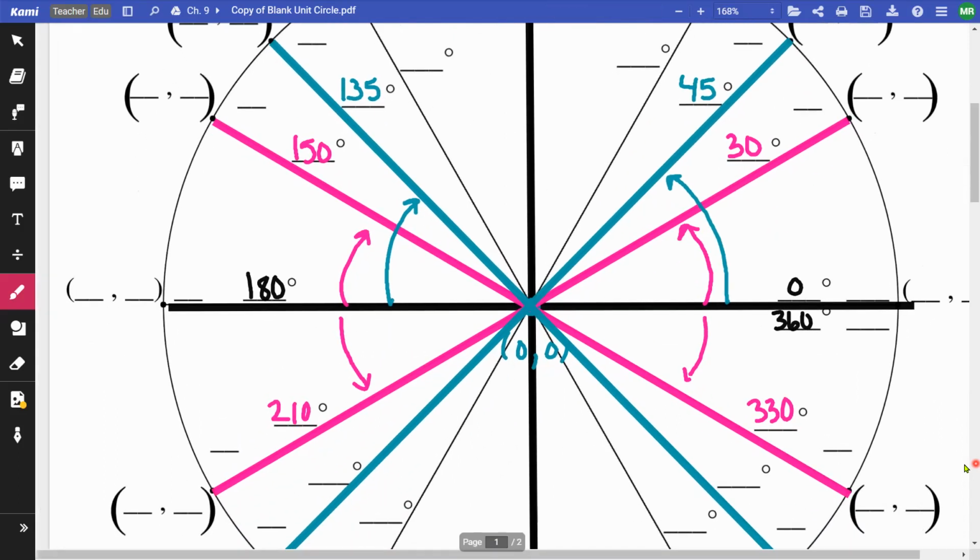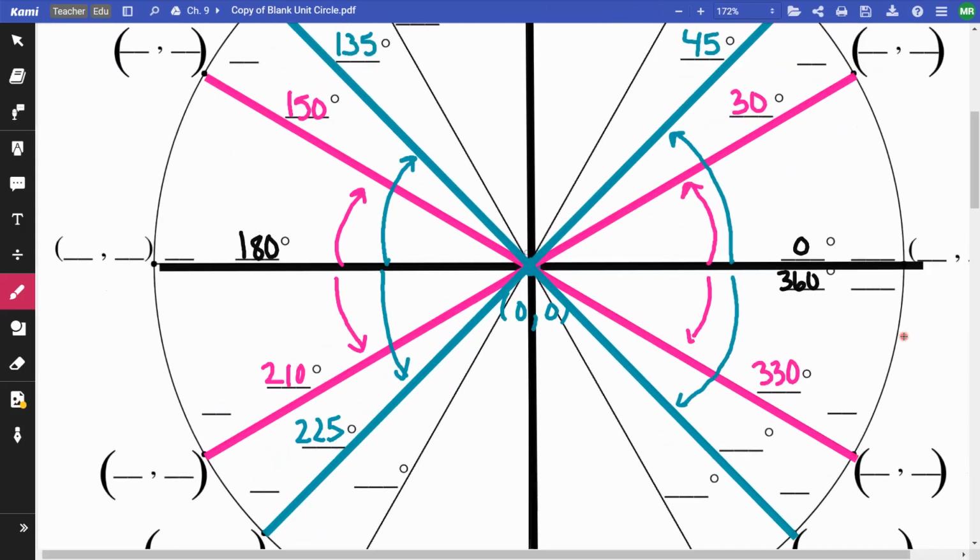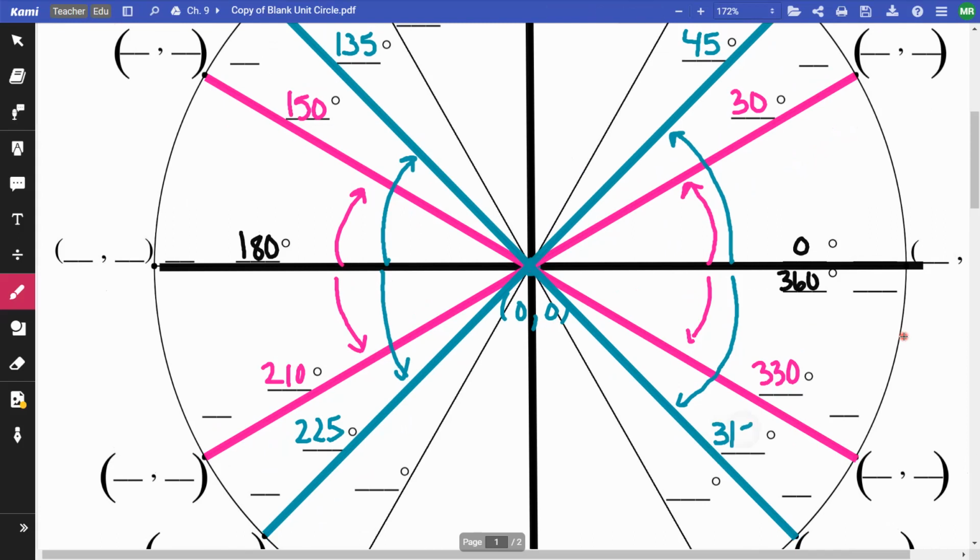Then when I'm going down, I am going to be going 45 degrees beyond 180. So if I add 45 onto 180, I get 225 degrees. I'm just adding 45 on and 45 beyond. And I'm also going to be 45 degrees to here. So that means I'm 45 degrees short of 360, and 45 degrees short of 360 is going to be 315 degrees.